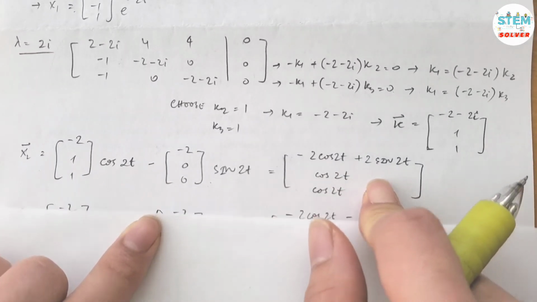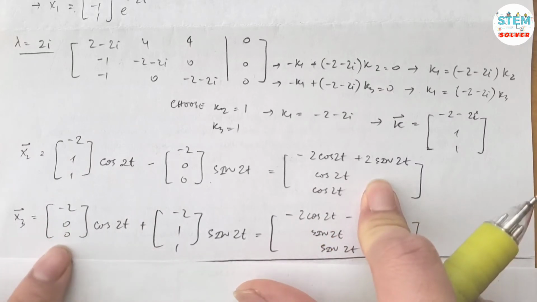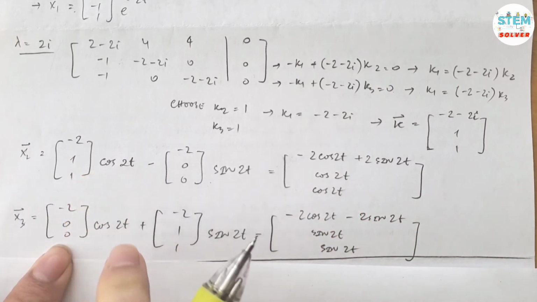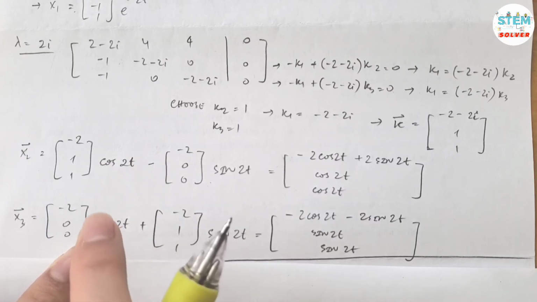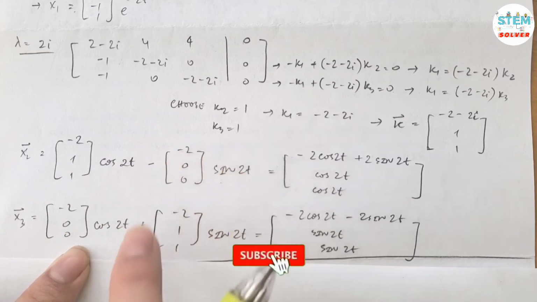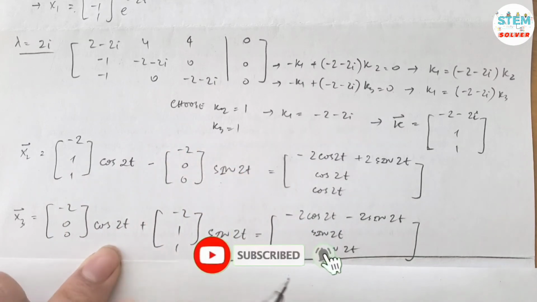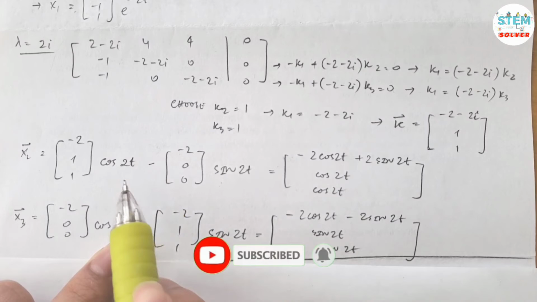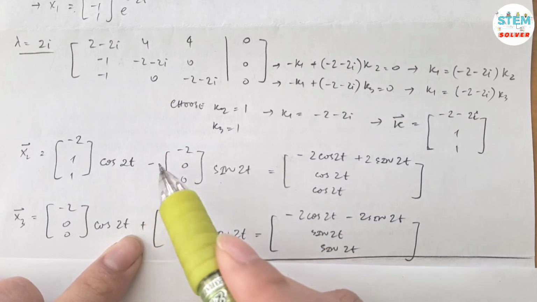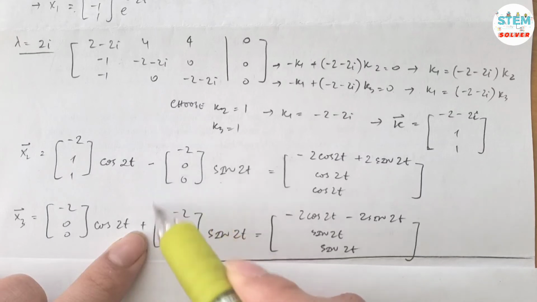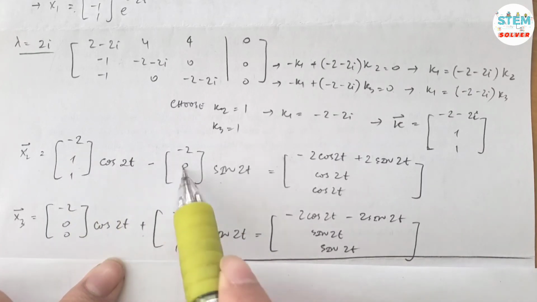Now for vector x3, here's a cool fact about complex eigenvalues. Once you know one answer, you can duplicate it and change some things for a second solution. So duplicate this one. Two things you need to worry about. First, change the sign. They need to have opposite sign. Second, switch this vector.